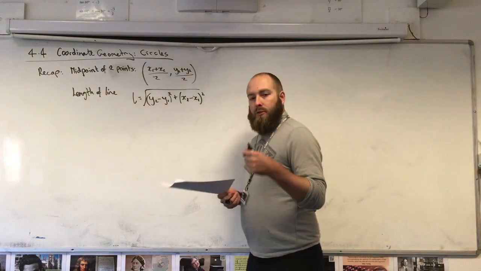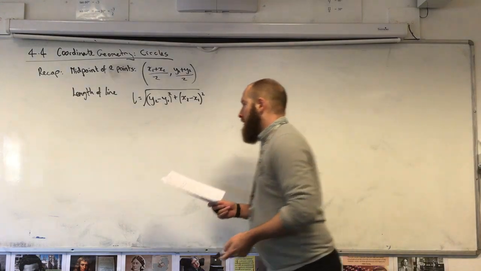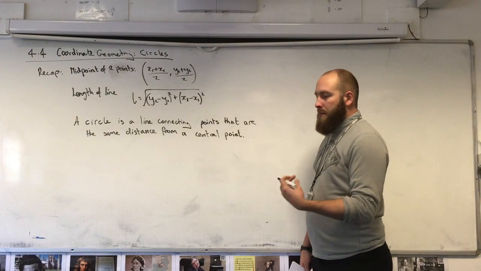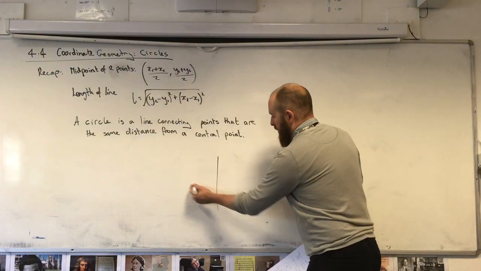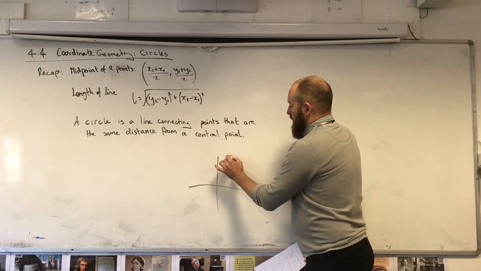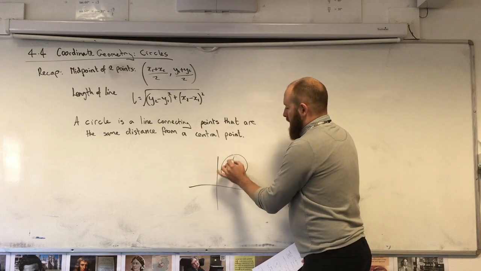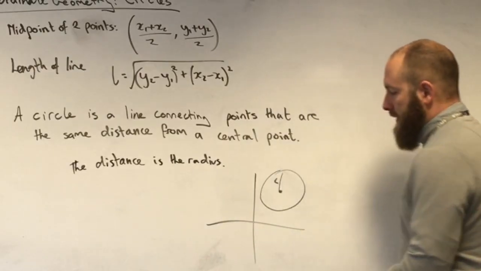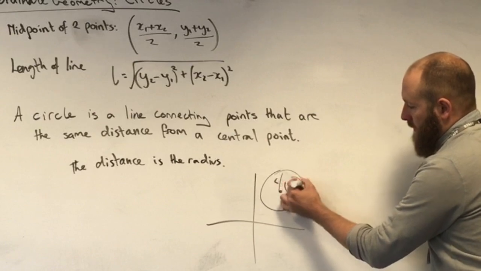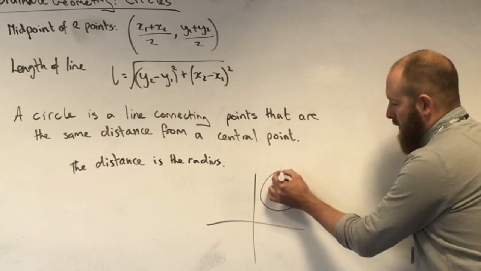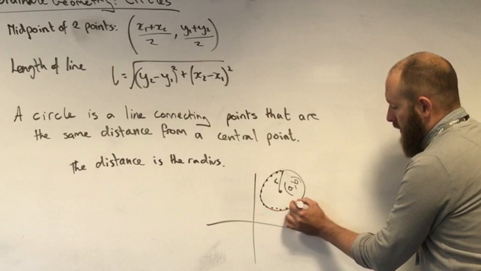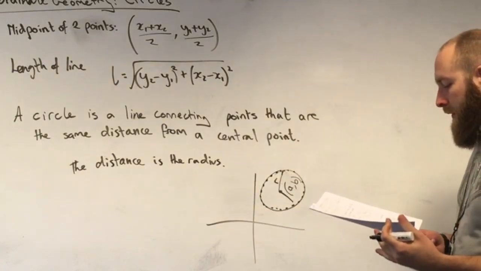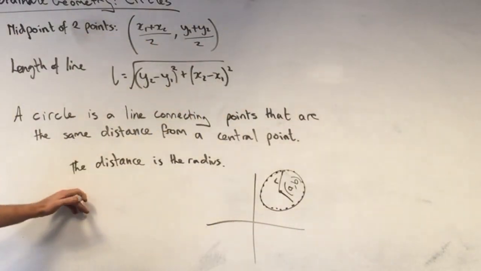So, quickly trying to summarise a circle using those two ideas. All a circle is, is a line that connects points that are all the same distance from a central point. So if you imagine there's a centre, a circle is the line that connects all the points that are the same distance from the middle, and that distance we call the radius. So if we have a centre of A, B, all of the x and y coordinates on this line should have a length of r away from A, B.